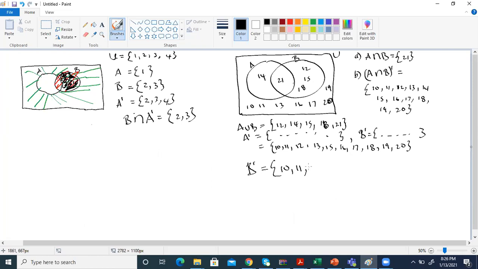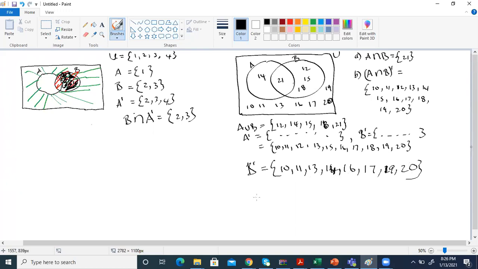11, 13, 14, 16, 17, 19, and 20. Put the 19 first, then 20. All right, so we exclude 12. Make sure we don't exclude 12, 15, 18, and 21.